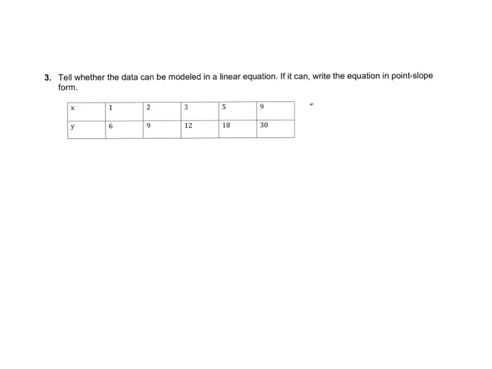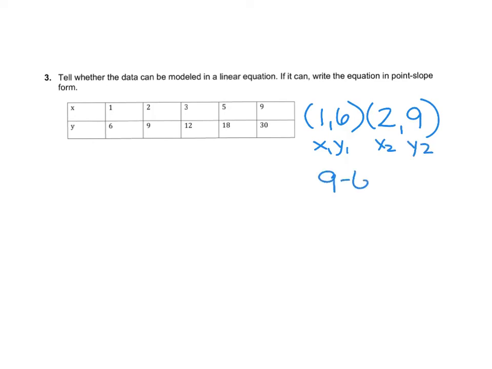I could take these 2 points, 1, 6. It doesn't matter which 2 you take. And I could take 2, 9, the change in the y over the change in the x. x1, y1, x2, y2. 9 minus 6 all over 2 minus 1 is equal to 3 all over 1. Our slope is 3. You could have also found it, change in the y, I went up 3, and here I went up 1, change in the y over the change in the x, which is 3 all over 1. Either way, it's fine.